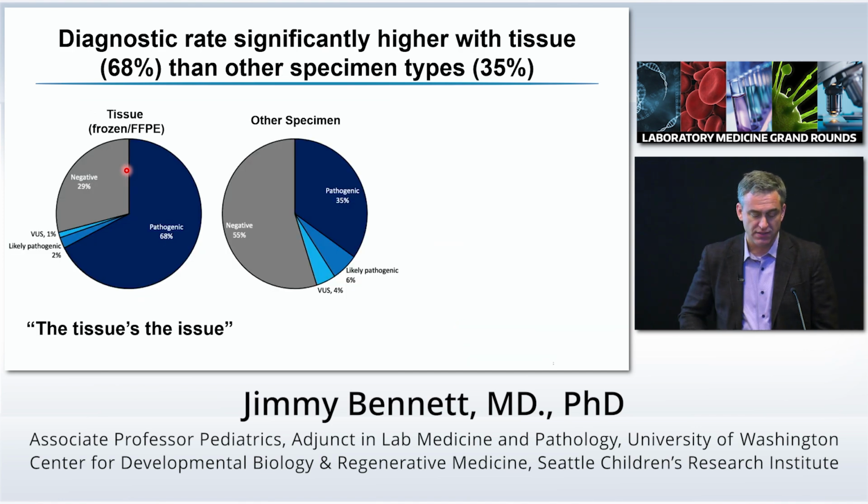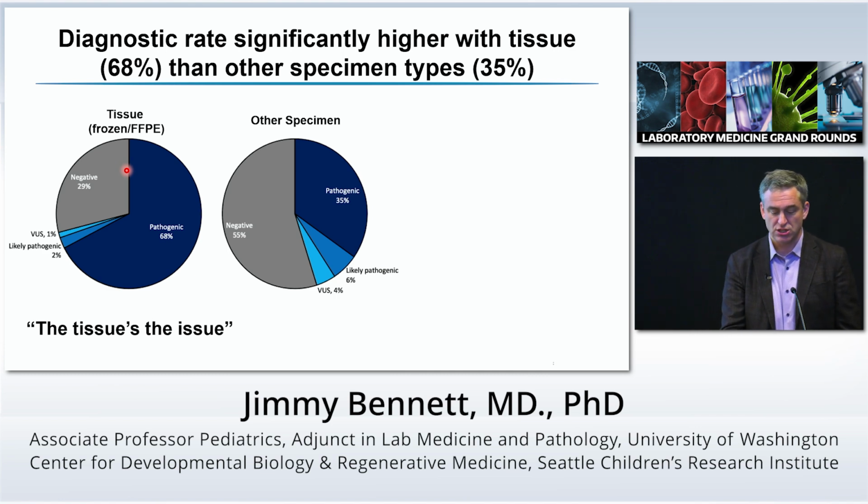And then here is a slide just showing the difference in the diagnostic rate from when we get tissue, where we're at about 68%, versus when we get another specimen, where our pathogenic variant rate is only 35%. So it really is important to get the tissue. And I can't stress this enough. I mean, we go to meetings, we do this education, we still get orders from patients with isolated vascular malformations, and they send us a blood sample. I mean, you might as well throw it in the trash. It's not very useful. It's the tissue's the issue.